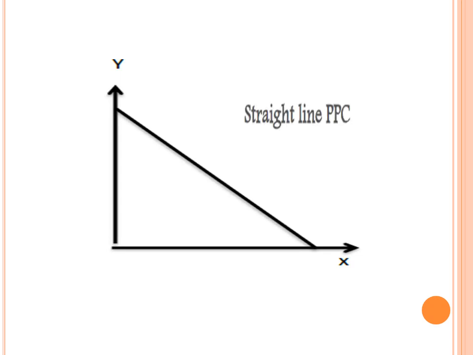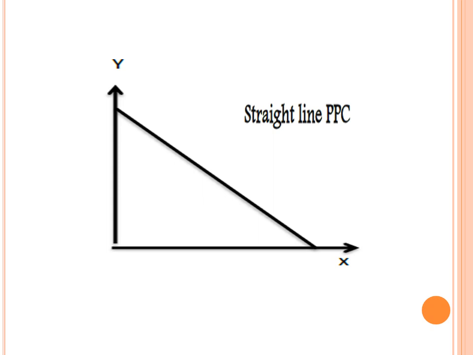The last shape of the production possibility curve is the straight line production possibility curve. In that case, we find that the opportunity cost of producing any good in terms of the other good is constant along the line. So, when we have a straight line production possibility curve, the opportunity cost of producing X in terms of Y is constant along the line, and the opportunity cost of producing Y in terms of X is constant along the line.